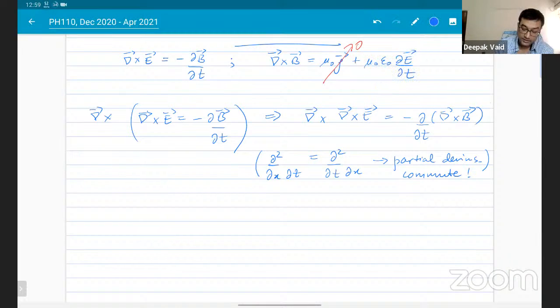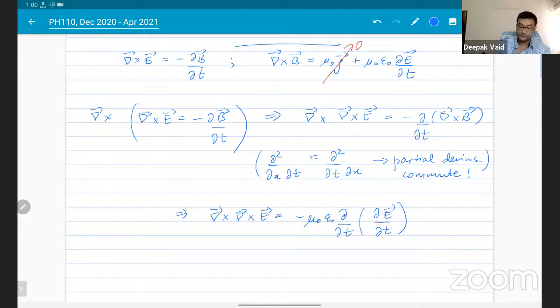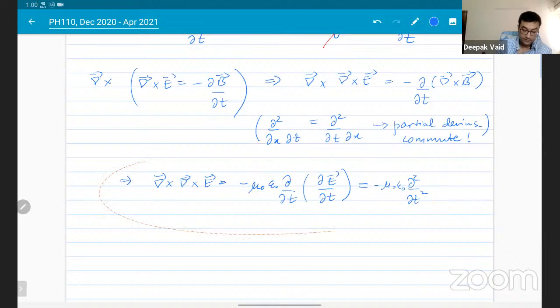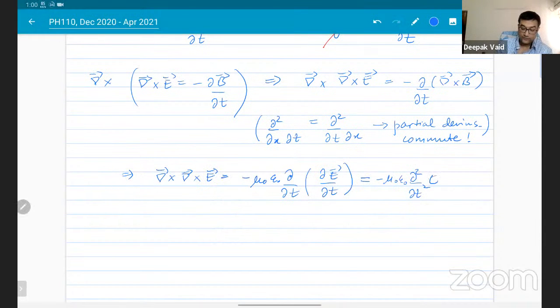And what is curl of B? Curl of B is equal to this expression. So that means I can write curl of curl of E is equal to minus mu naught epsilon naught d by dt of dE by dt, which is equal to minus mu naught epsilon naught d by dt squared of E. And so I get this equation, curl of curl of E is equal to minus mu naught epsilon naught d squared E by dt squared.